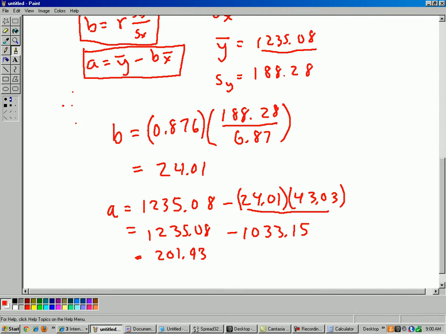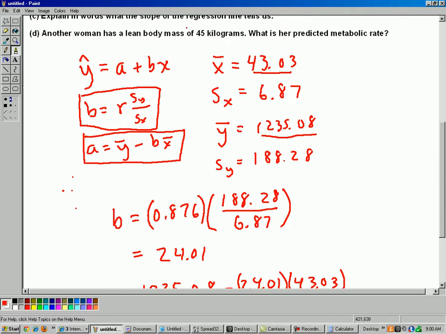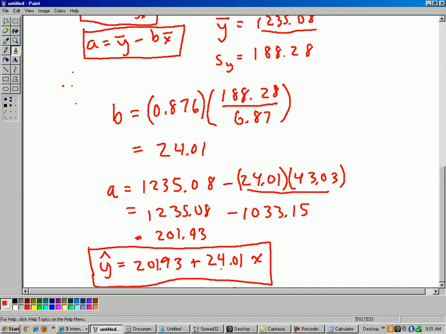Need a little more space here. The equation of our line is y hat equals a plus bx. And so we already figured out a and b. So I'm going to have here 201.93 plus b, which is 24.01, times x. And there is the answer. That is the least squares regression line right there.